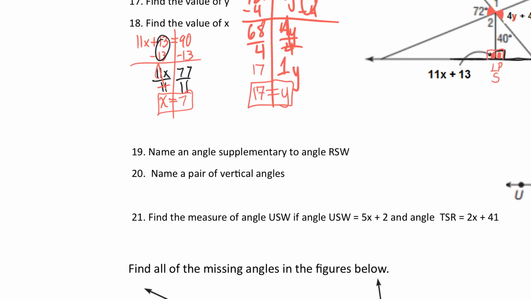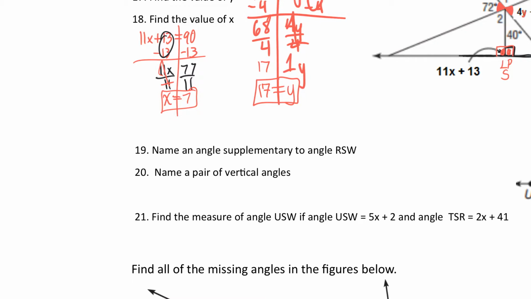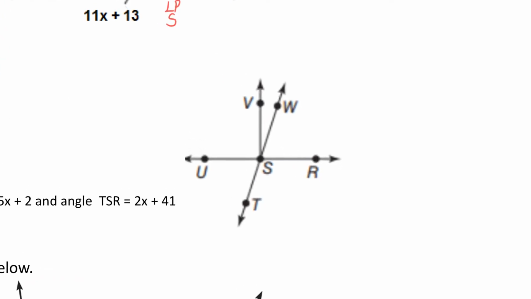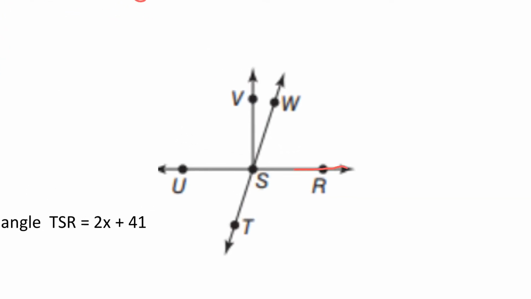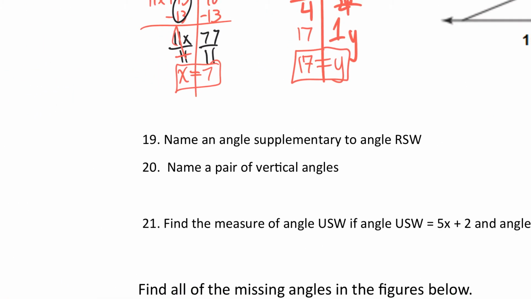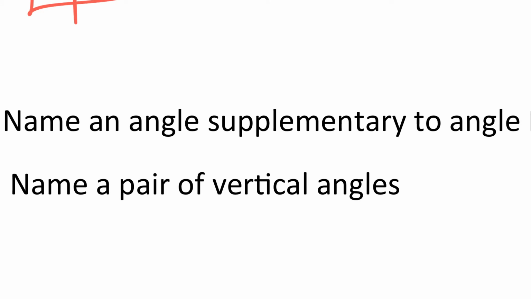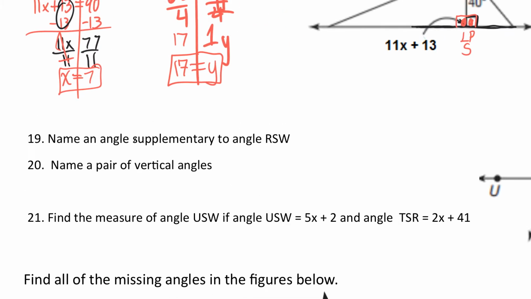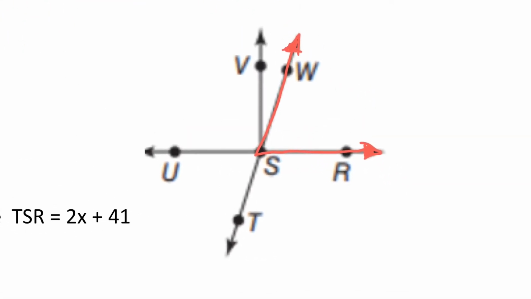All right, good. Now, name an angle supplementary to angle RSW. So RSW is right here. So what does it mean to be supplementary? Okay, remember, supplementary is 180, okay? So what angle, I mean, there's at least two.